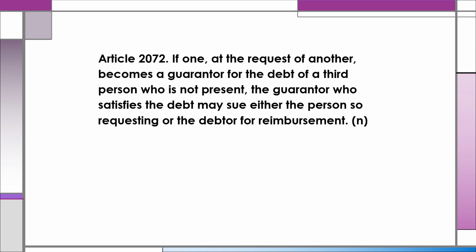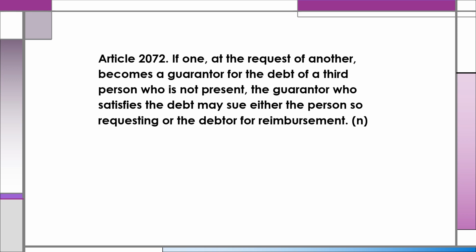In this situation, there are 3 persons involved: the creditor, the guarantor, and the debtor who is not present. So, what happens is, the creditor convinces the guarantor to guarantee in favor of a debtor who is not present. The debtor is absent. So, A is the creditor, B is the guarantor, C is the debtor who is not present.